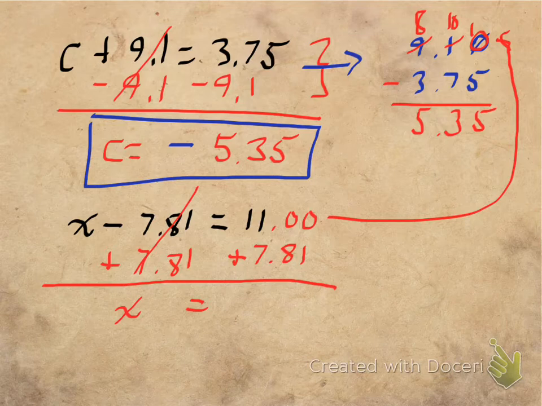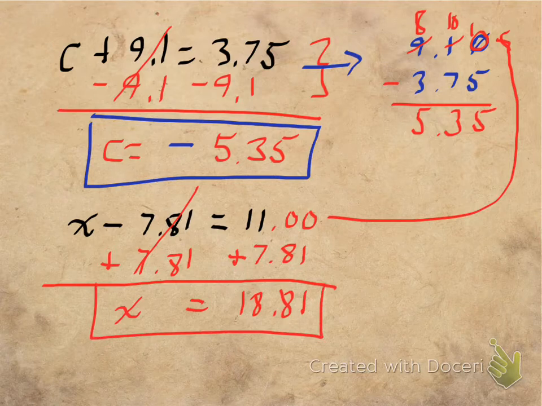And now let's go ahead and add from right to left. 0 plus 1 is 1, 0 plus 8 is 8, decimal, and then 11 and 7 is 18. So I get 18.81, and that's the answer for this one. Okay. Again, algebraically, in terms of solving these equations, we're not doing anything different. This is just more practice solving equations, except doing it with a little bit more tricky numbers.